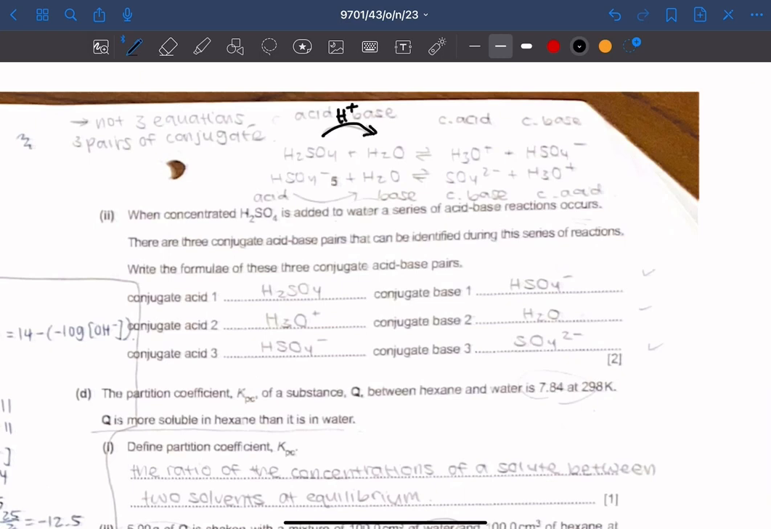H plus ion moves here. This acts as an acid. Water is actually amphoteric, it can act as an acid or base, but in this equation it acts as a base. H plus moves to the H2O.